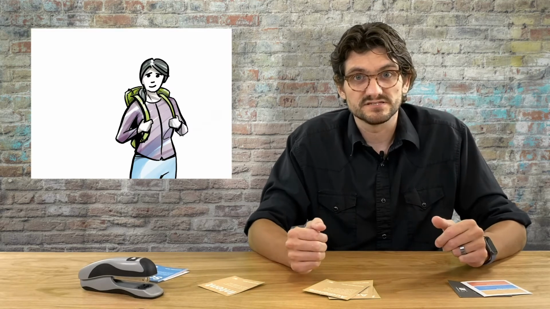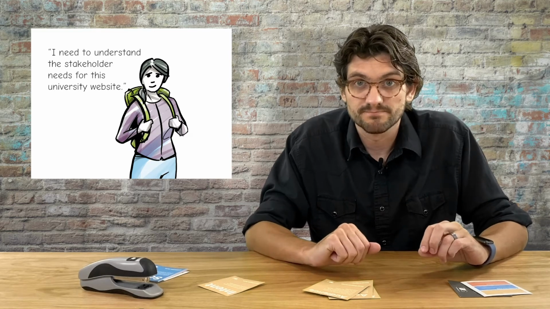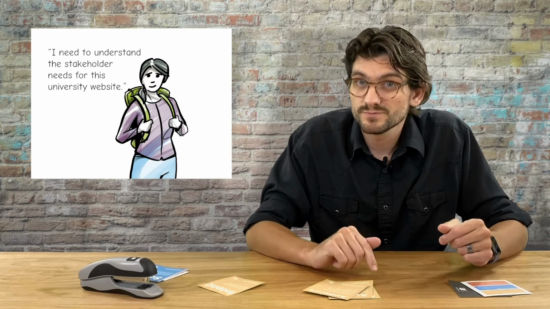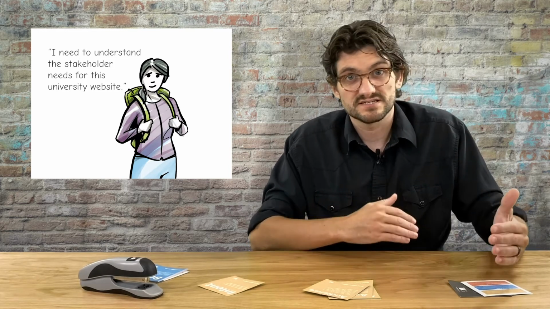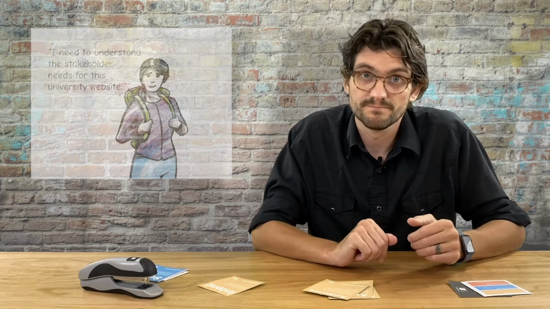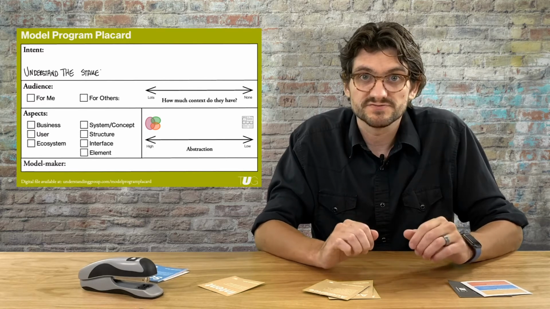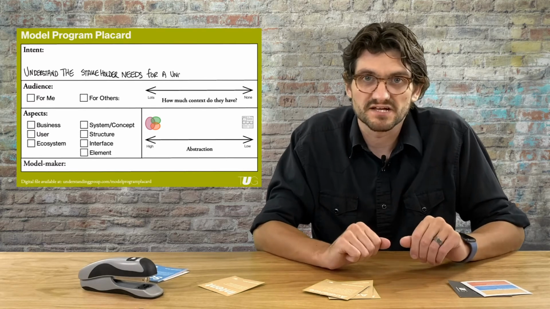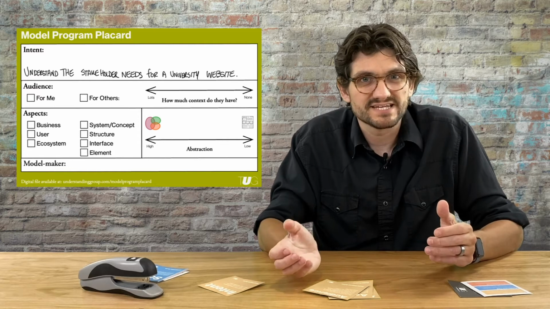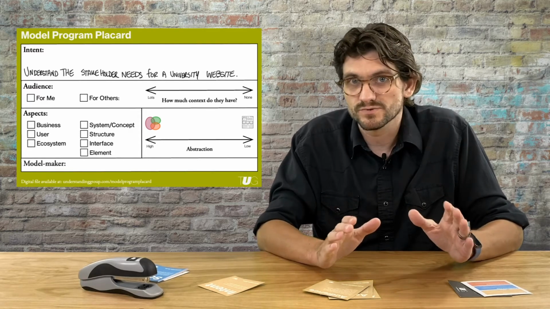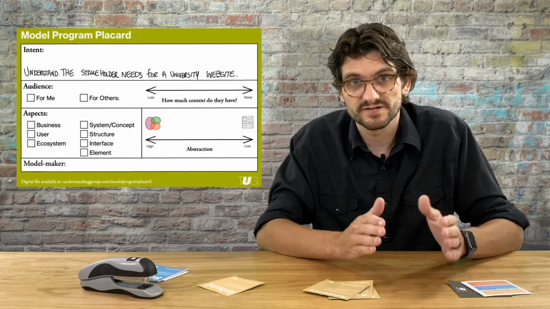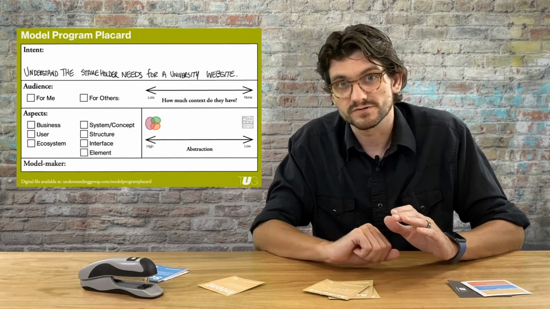We might say to ourselves, "I need to understand the stakeholder needs for this university website." This is a great use for a model because stakeholder needs are normally invisible, and in order to discuss and align around them, we need to make them understandable and visible to all. This intent, understand the stakeholder needs for a university website, is not complicated, and it becomes our guiding star. If at any point we're including something that's tangential to delivering on this intent, we know that we should refocus.